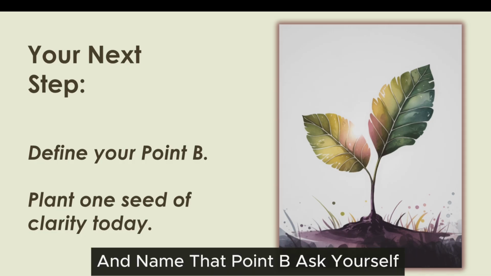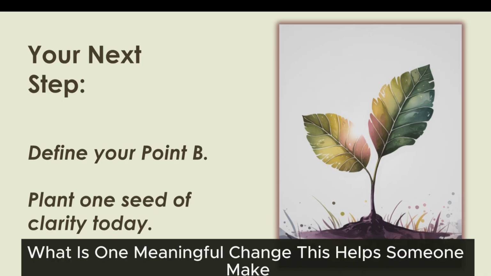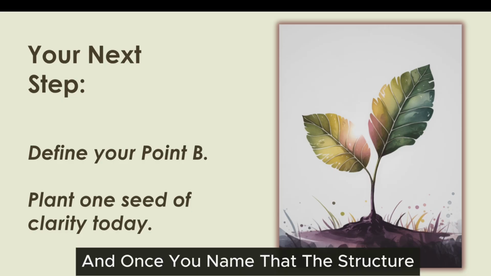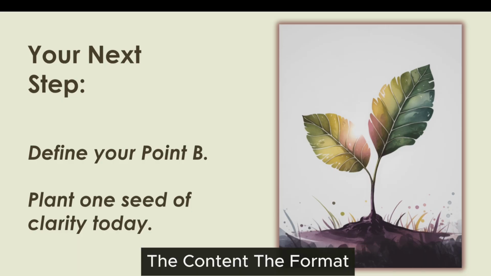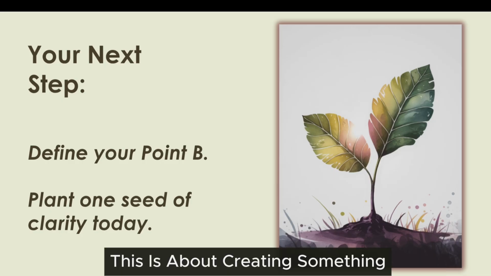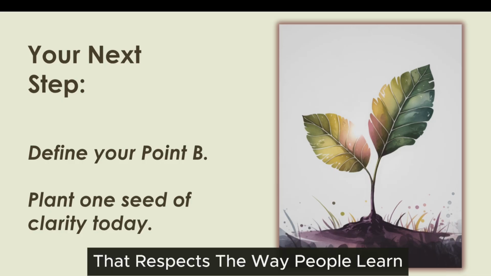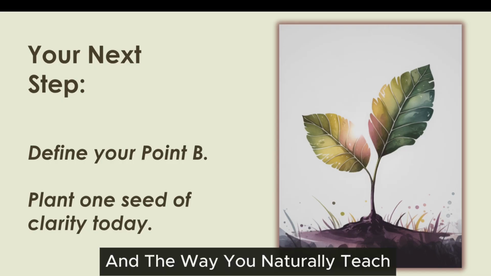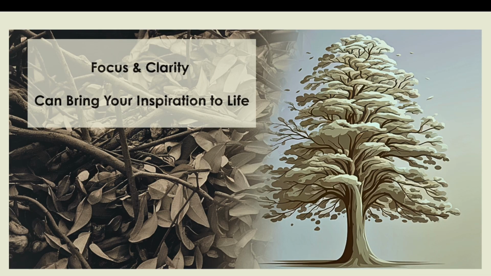So your next step is to choose just one area that your learner, your audience needs help with right now, and name that point B. Ask yourself, what is one meaningful change this helps someone make? And once you name that, the structure, the content, the format, and the purpose will all start to fall in place. This is about creating something that respects the way people learn and the way you naturally teach.